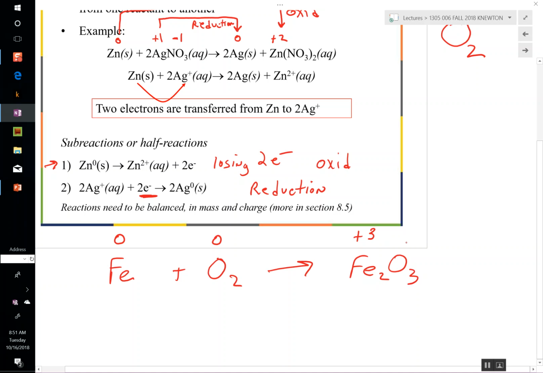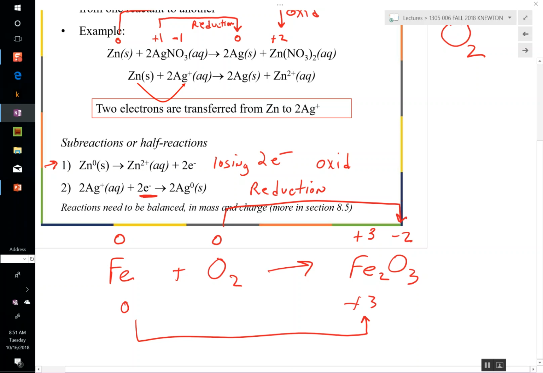And what's the charge? What is the oxide ion charge? -2. So the 0 went to -2. This 0 went to +3.